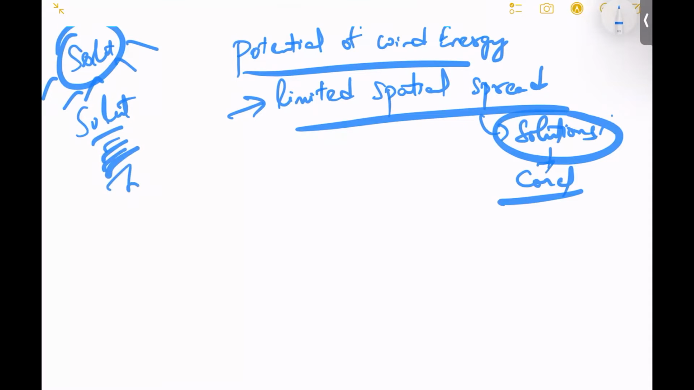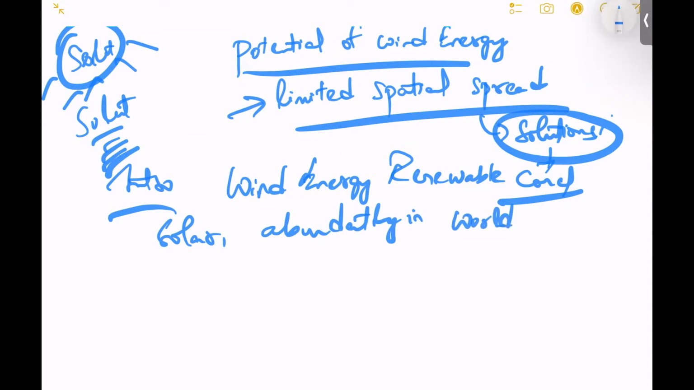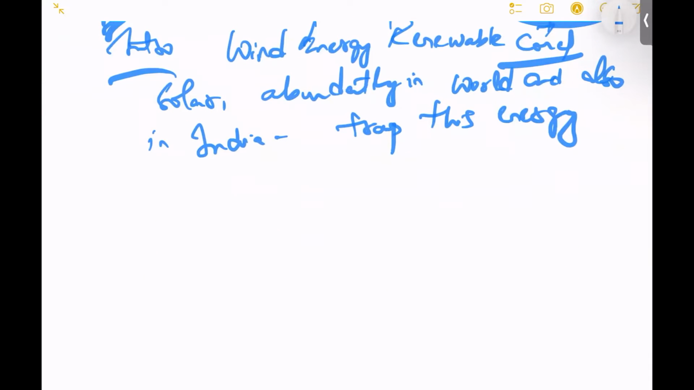Okay. So in the introduction, obviously you'll write about wind energy, how wind energy is one of the most important renewable energies along with solar energy. You will define that along with solar energy, it is abundantly present in the world and also in India. The need of the hour is to trap this energy. Okay. And then in the body, you'll write the potential.